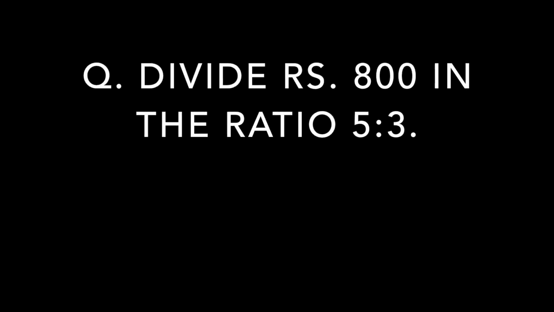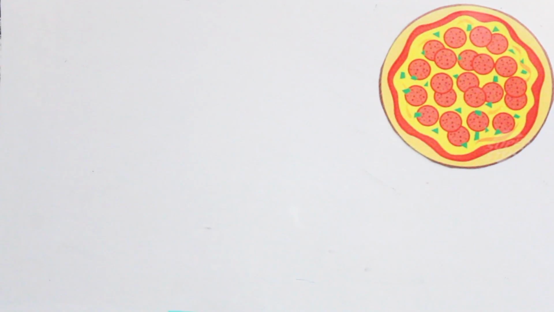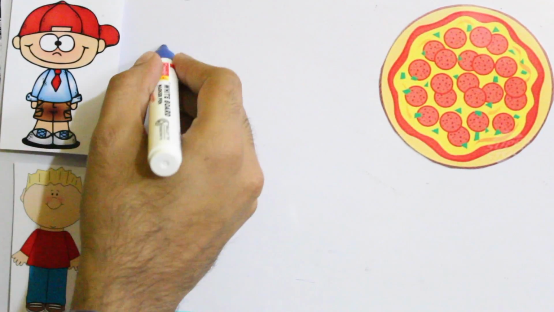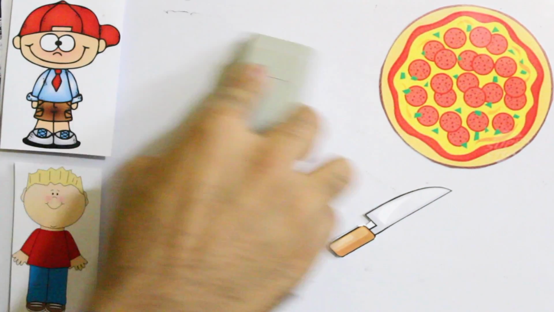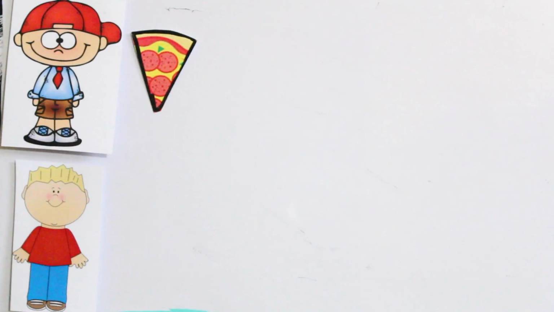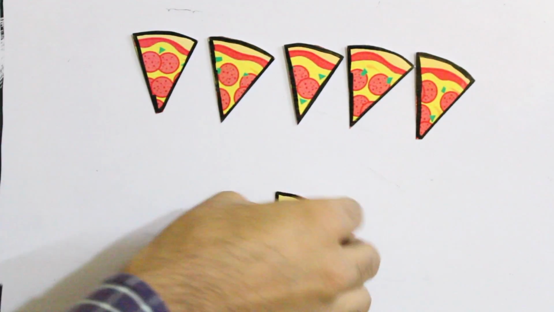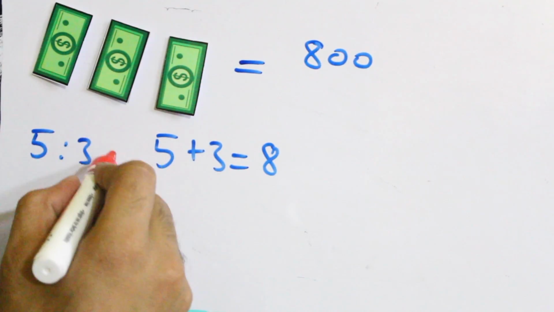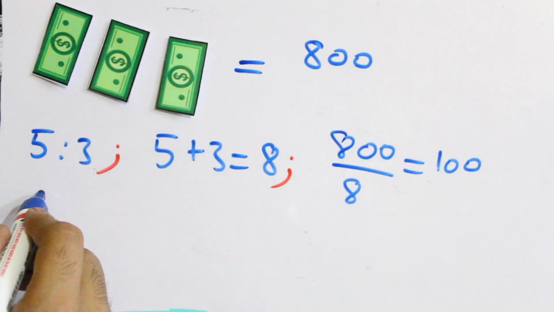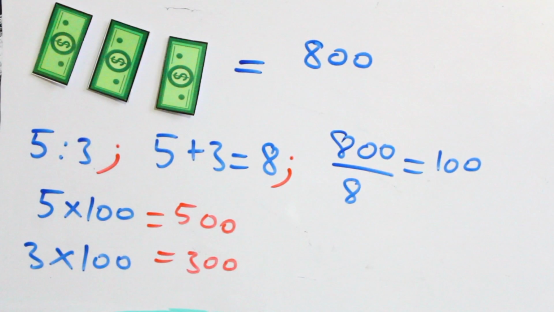First question, divide 800 rupees in the ratio 5:3. Take an example of pizza. If you have to divide it in the ratio of 5:3 for Raju and Pappu, what do you do? You calculate 5 plus 3 is equal to 8 and cut it into 8 pieces. Give 5 pieces to one person and 3 pieces to another. Similarly, for the question given, you calculate 5 plus 3 is equal to 8, divide 800 by 8, multiply the amount you get by 5 on one hand and multiply the same amount by 3 on the other.